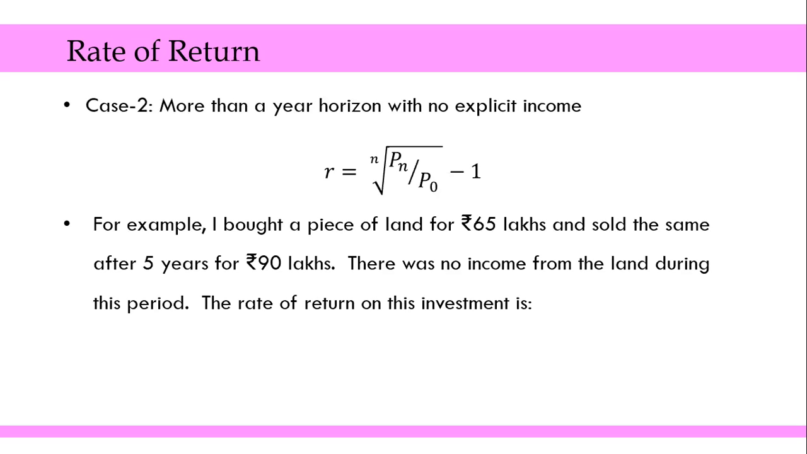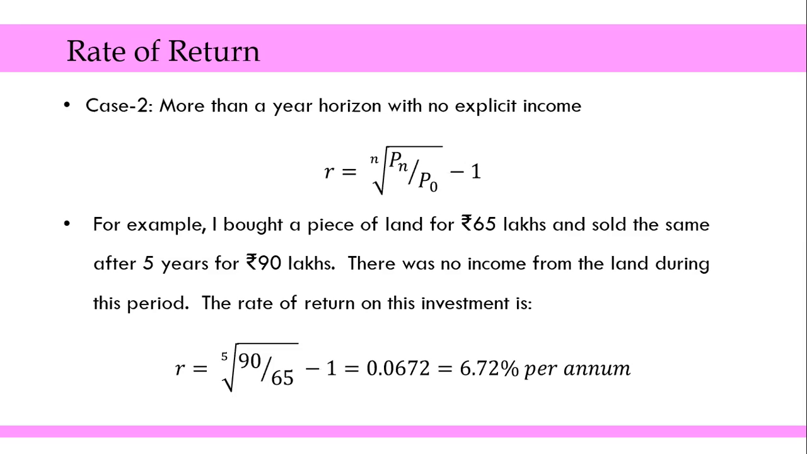Let us take another example. Assume that I bought a piece of land for rupees 65 lakhs and sold the same after 5 years for rupees 90 lakhs. There was no income from the land during this period. So 5 years it was lying as an empty land, there was no income. The rate of return on this investment, now we will find that n is equal to 5, price at the end of nth period is 90, the price at the beginning was 65. So if I take fifth root of 90 by 65 minus 1, it comes to 6.72% per annum.